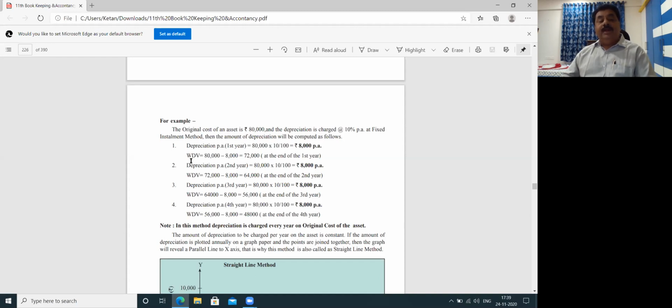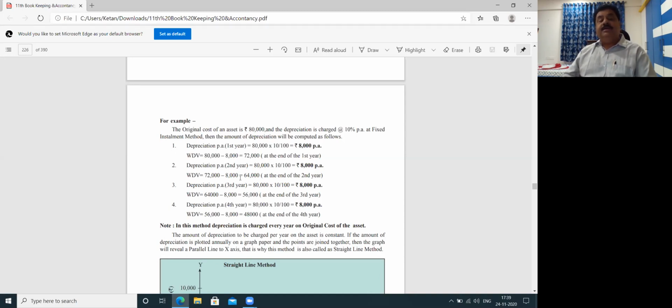And the written down value, that is, the value left after charging depreciation, is called the written down value. Value left after charging depreciation. So after subtracting depreciation, whatever value remains is called the written down value. 80,000 is the value of the asset, 8,000 is the amount of depreciation, subtracting it we get 72,000. That is at the end of the first year.